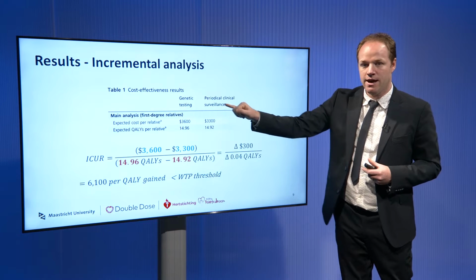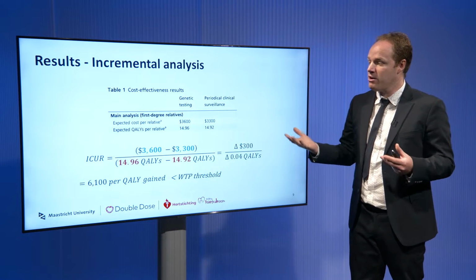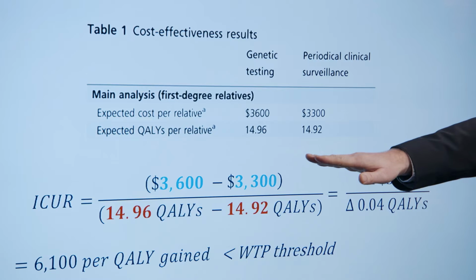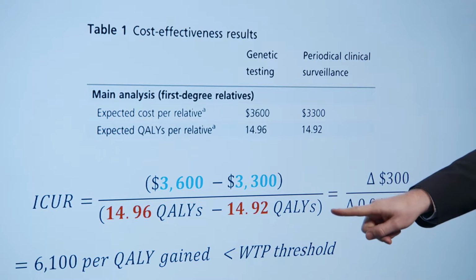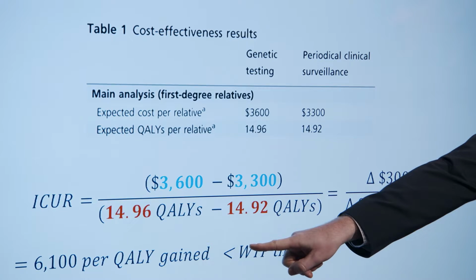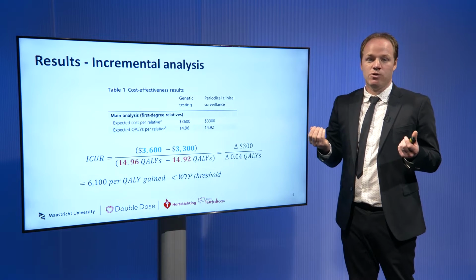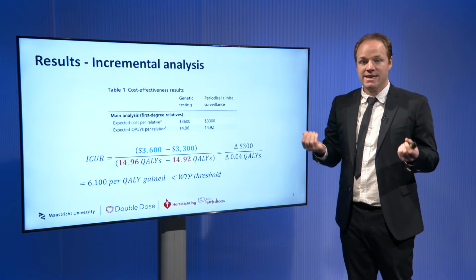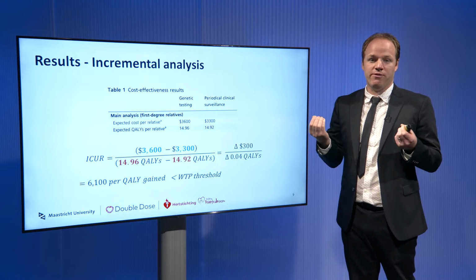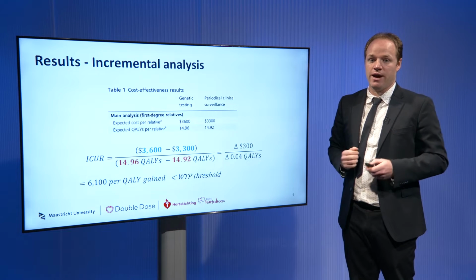Based on this data, they apply the formula of the incremental cost-effectiveness ratio, incremental cost utility ratio in this case, since they use quality. That is the difference in cost between both interventions divided by the difference in the outcome, leading to an incremental cost utility ratio of 6,100 Australian dollars per quality gain. Since this ICER is below the threshold used to define an intervention as cost-effective, the intervention is considered as cost-effective.